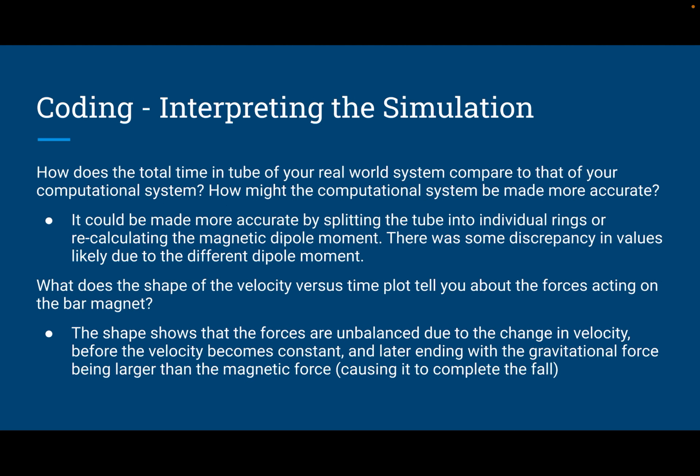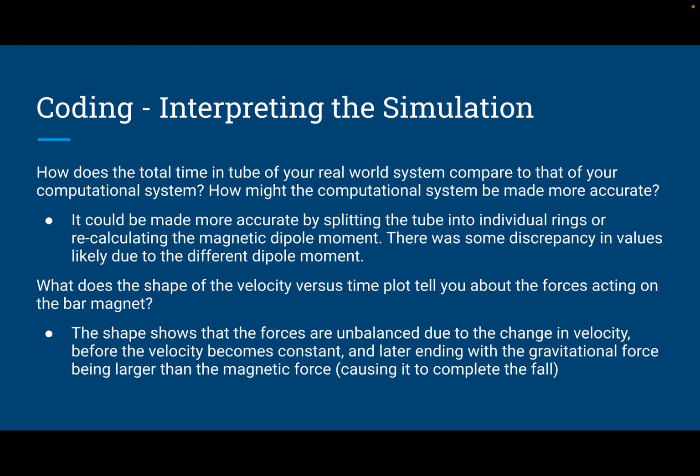So how does the total time in the tube of the real-world system compare to that of the computational system? How might the computational system be made more accurate? The computational system did happen faster than it did in the real world, and it could be made more accurate by splitting the tube into individual rings to recalculate the magnetic dipole moment. There's definitely some discrepancy in values, likely due to this different dipole moment.